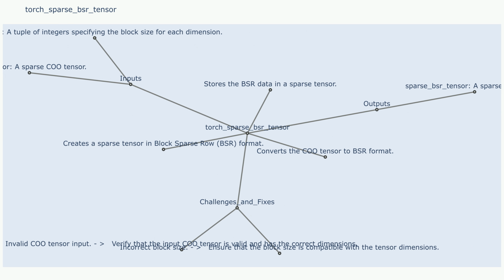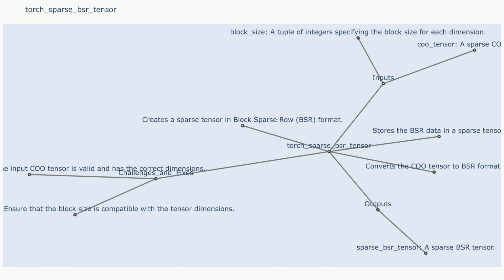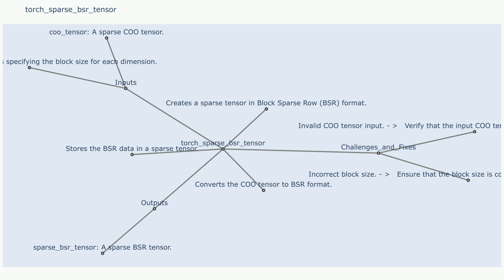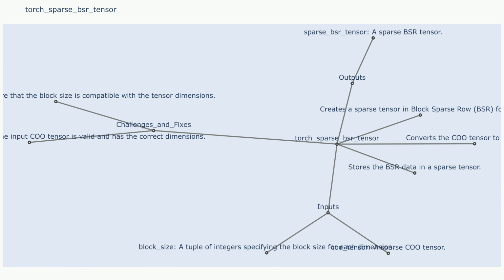Challenges and fixes. Challenge 1. Choosing the optimal block size. The choice of block size can significantly impact the performance of operations on the sparse tensor. Selecting too small a block size might not provide enough memory efficiency, while too large a block size could lead to increased computation overhead. Sample use case that resulted in challenge 1: a sparse matrix with a highly irregular structure. Choosing a small block size might lead to inefficient storage and computations.